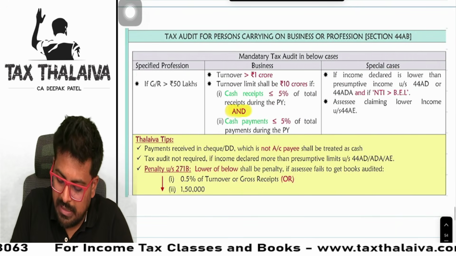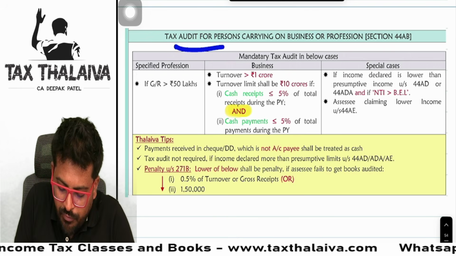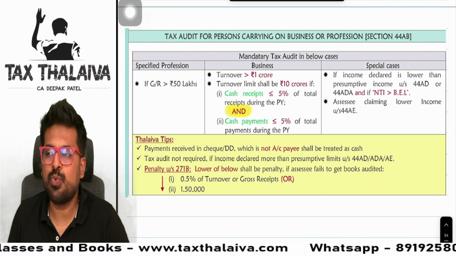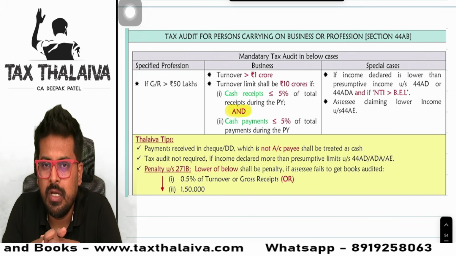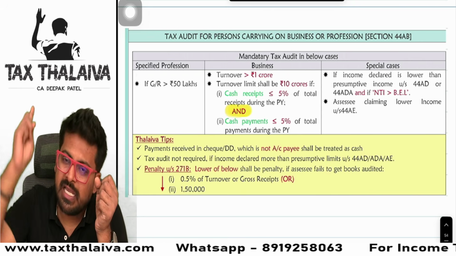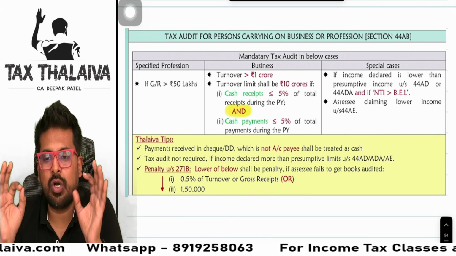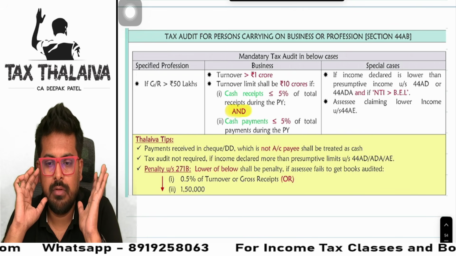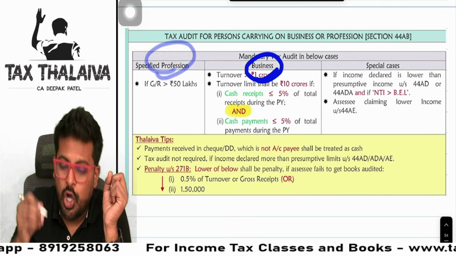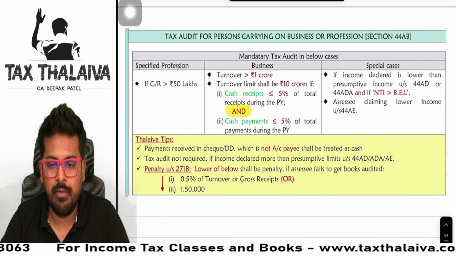Now we will talk about the tax audit, section 44AB. Tax audit for persons carrying on business or profession. Guys, what is the tax audit? The books of accounts which you prepared as per the PGBP, as per the income tax, whether it is correct or not, one auditor will check. That is called a tax audit. This may be happening in case of specified professions or businesses. We will discuss 44AD separately, don't worry.